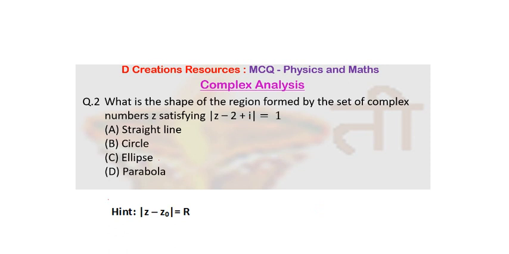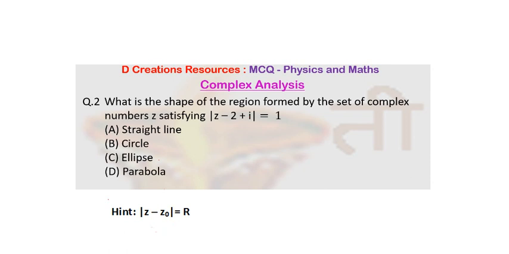Now if you see this, mod of z minus z0 is equal to r. z0 can be the center. Mod of z minus z0 is the distance between z and z0, and if that distance is r, that means you are looking at all those points z which are situated at a distance r from the center z0, then obviously it is going to be a circle.